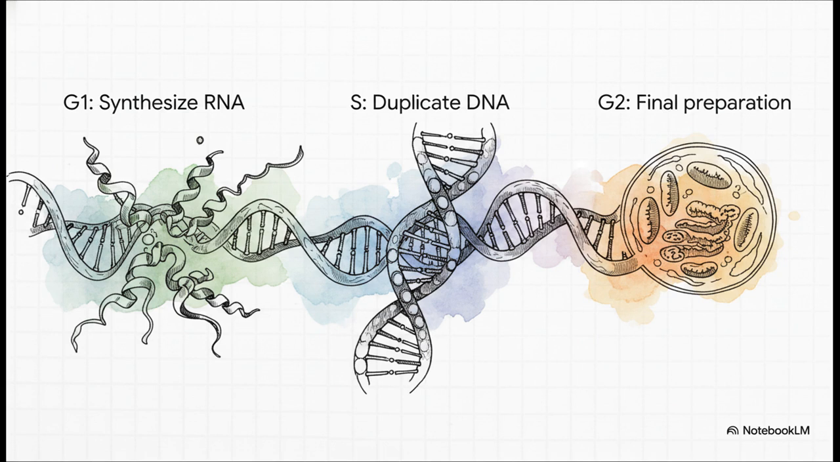In the first growth phase, or G1, the cell synthesizes RNA and proteins. Then comes the absolutely crucial synthesis phase, or S phase. This is where the DNA strand physically unzips and replicates itself completely, guaranteeing that the upcoming daughter cells will each get the exact copy of the blueprint they need. Finally, in G2, the cell makes its final structural preparations before the actual split.